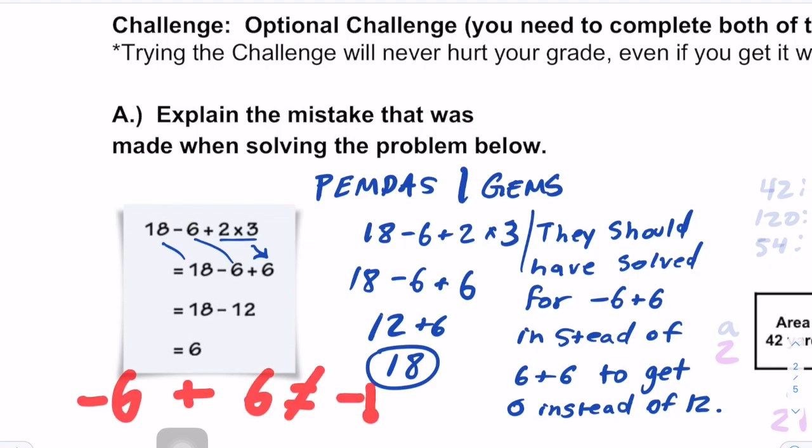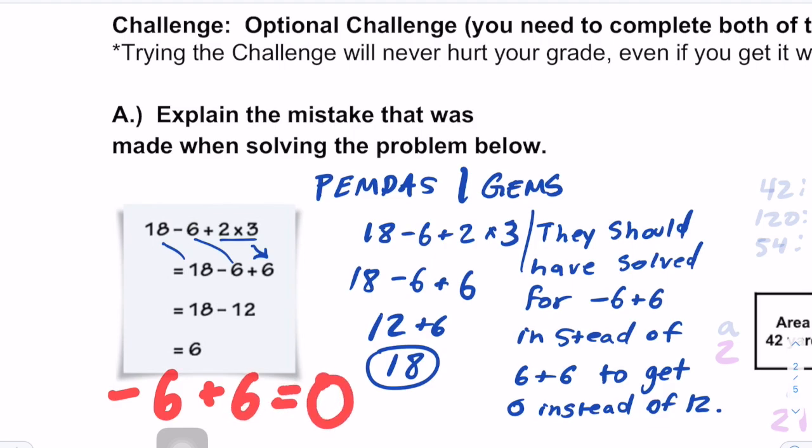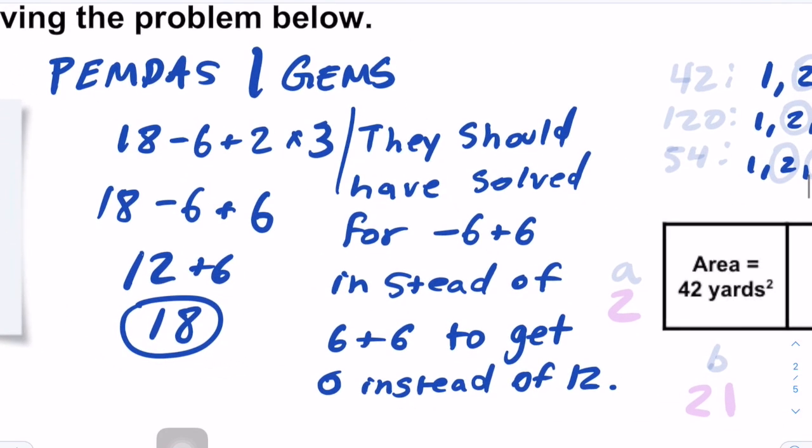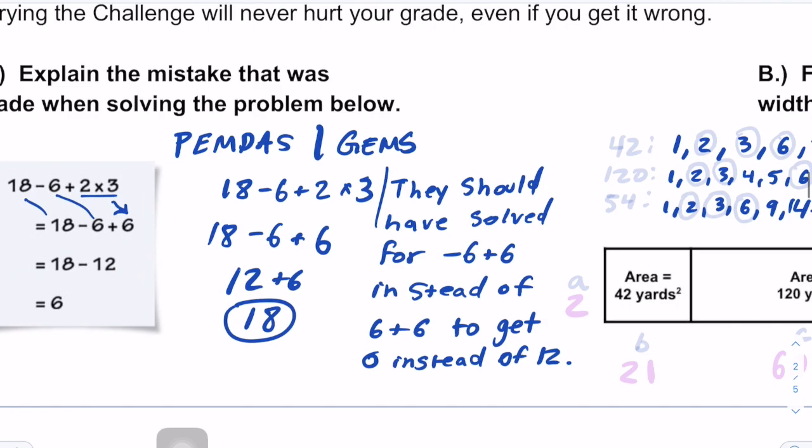This would be negative 6 plus 6 equals 0, which means those two would cancel out, leaving you with just 18. So our explanation could look a little something like this. A good explanation would be they should have solved for -6 plus 6 instead of 6 plus 6 to get 0 instead of 12.